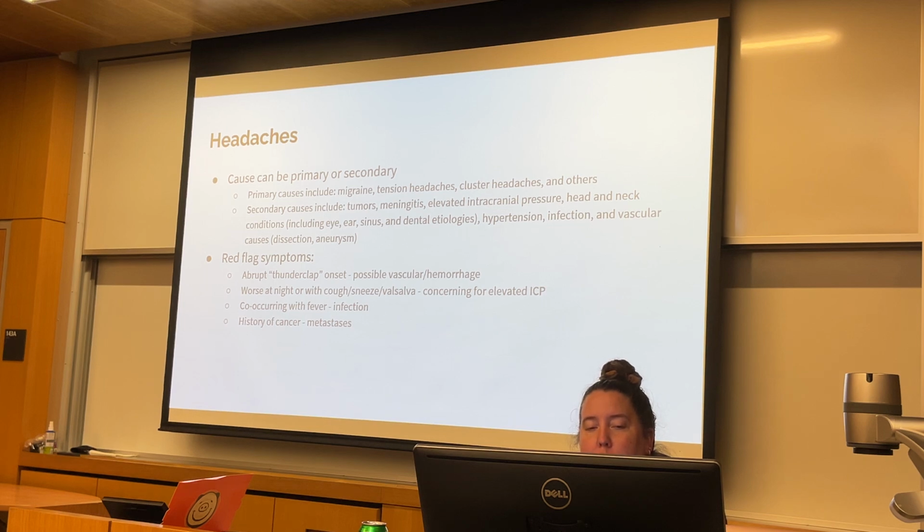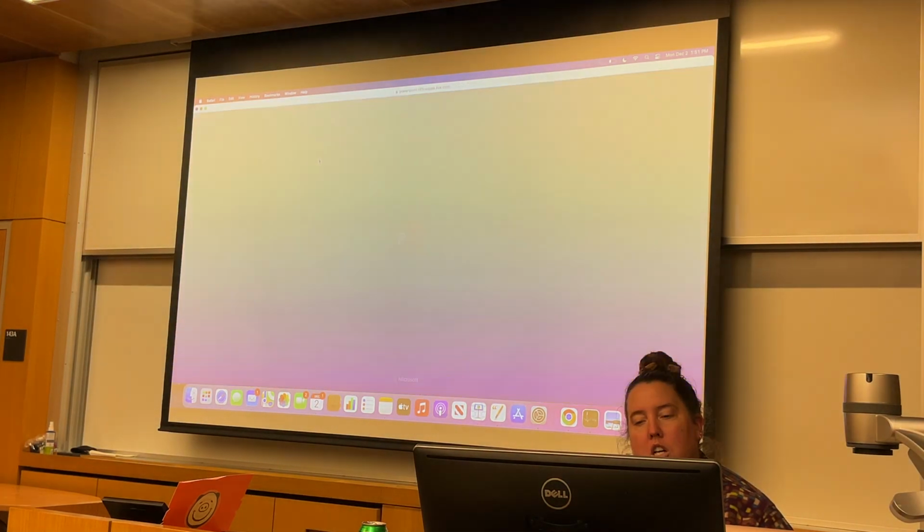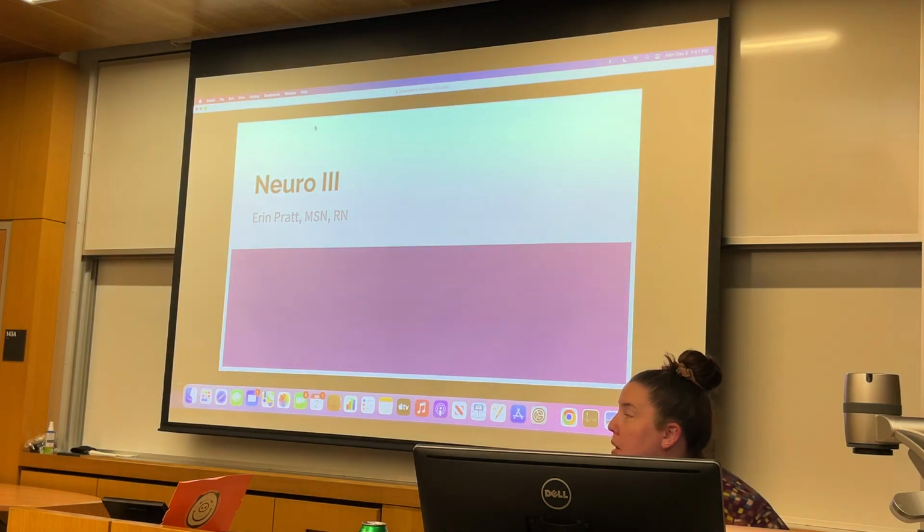If you have a headache that is worse at night or with coughing, sneezing, or the Valsalva maneuver, we're concerned for increased intracranial pressure. Remember, the brain is an enclosed space.